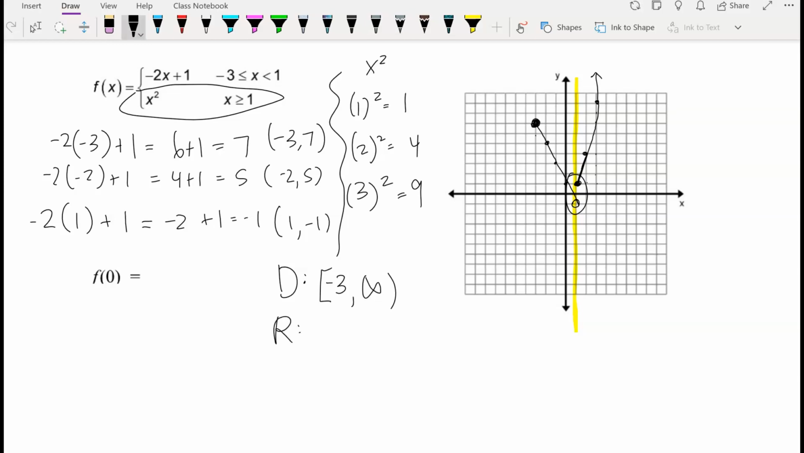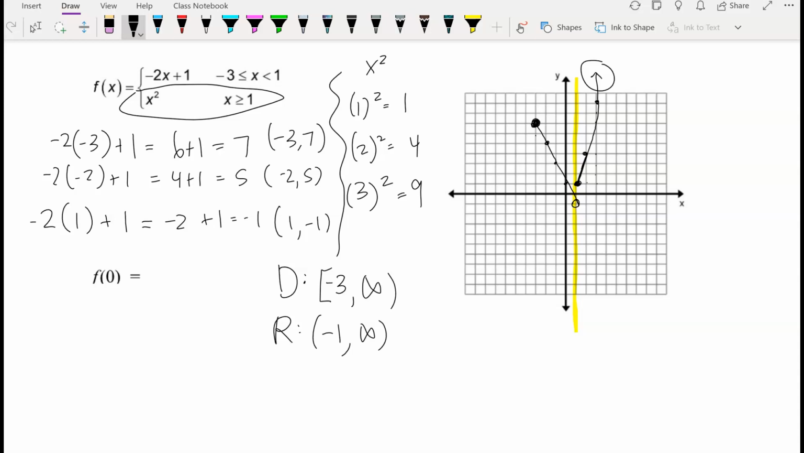And then the range, so we start at a hole, and then we don't have any holes or gaps in between going up. So we start at parenthesis, because it's an open circle, at negative 1, and then we go to infinity because we have that arrow again going right and up.